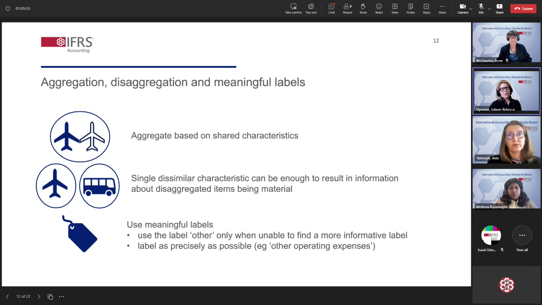So coming back to your question on whether a company cannot use the label "other" anymore, using the label "other" to describe an item is often unhelpful for investors. A company should only use such labels if it cannot find a more informative label. And if a company cannot find a more informative label than "other", it should use a label that describes the aggregated item as precisely as possible. So, for example, other operating expenses or other finance expenses.